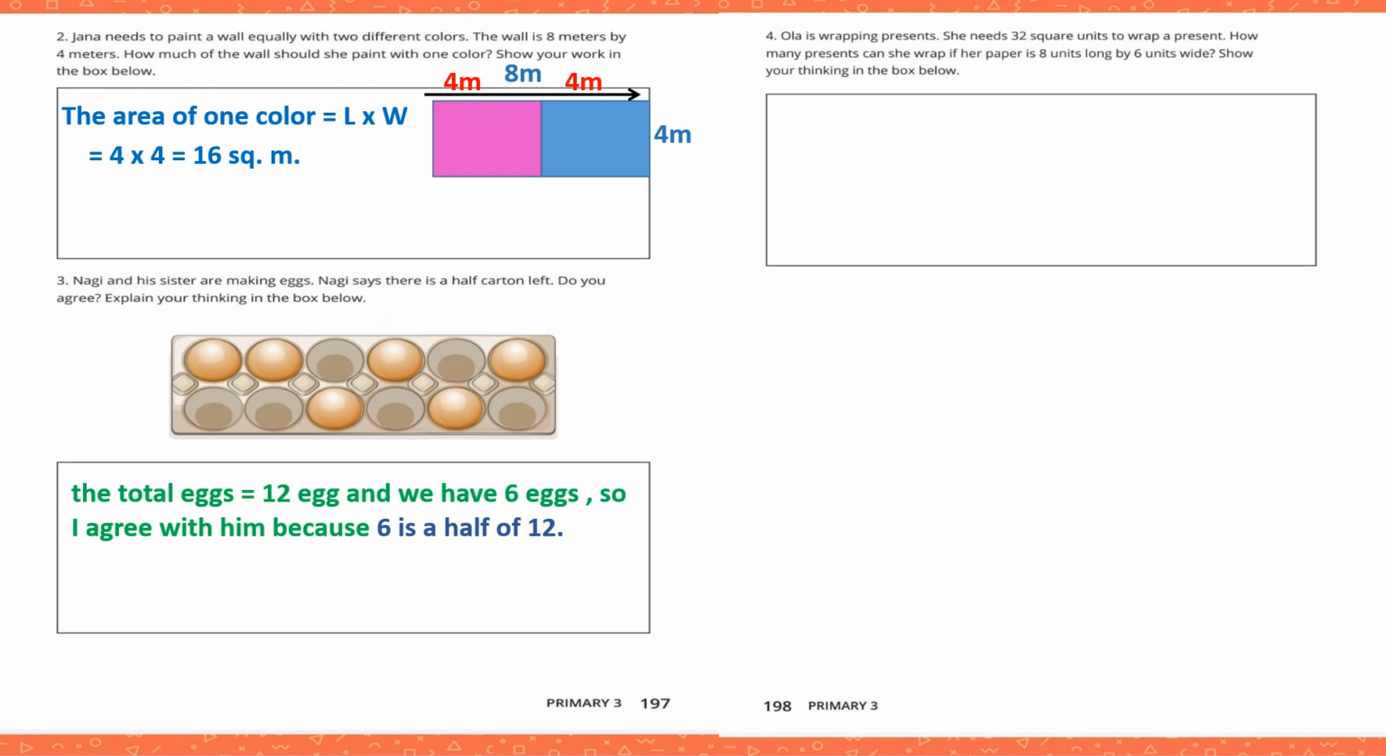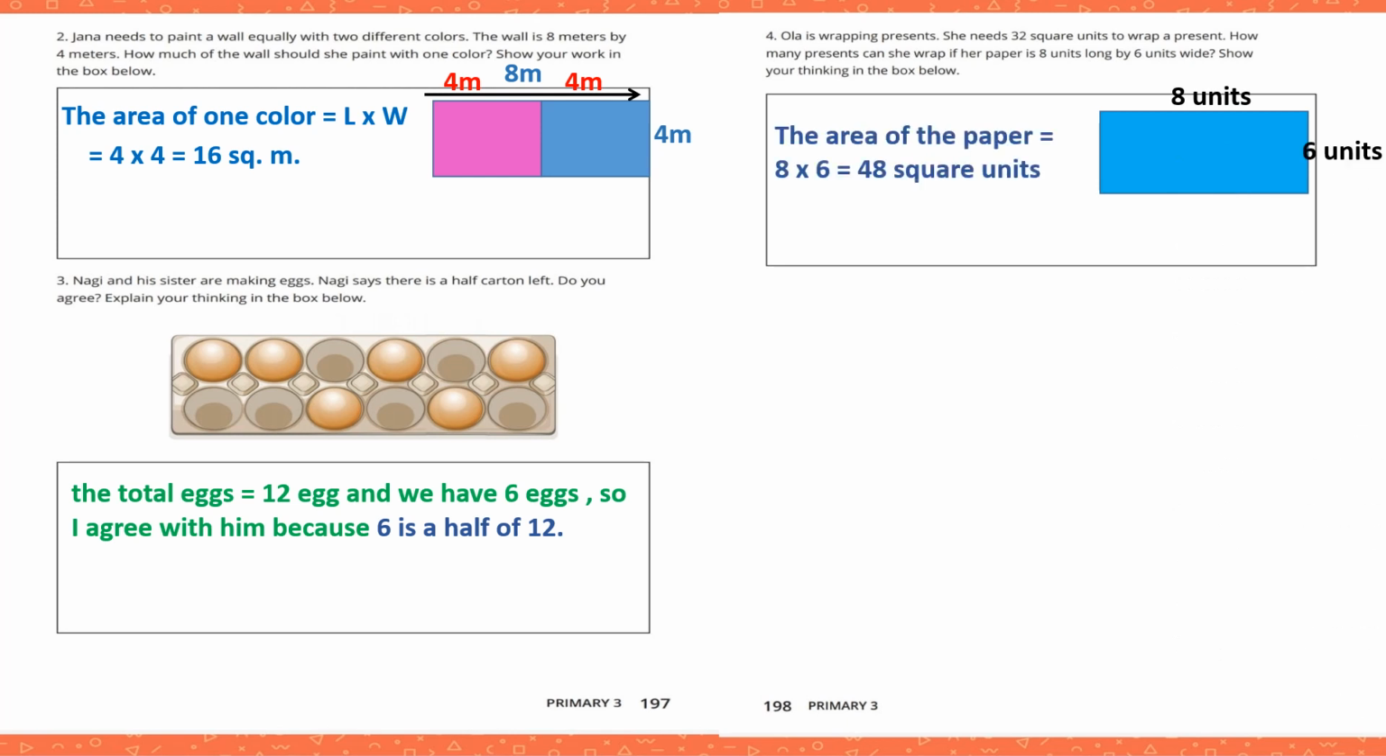Number 4. Aula is wrapping presents. She needs 32 square units to wrap a present. How many presents can she wrap if her paper is 8 units long by 6 units wide? Show your thinking in the box below. So I will draw a rectangle, 8 units and 6 units.